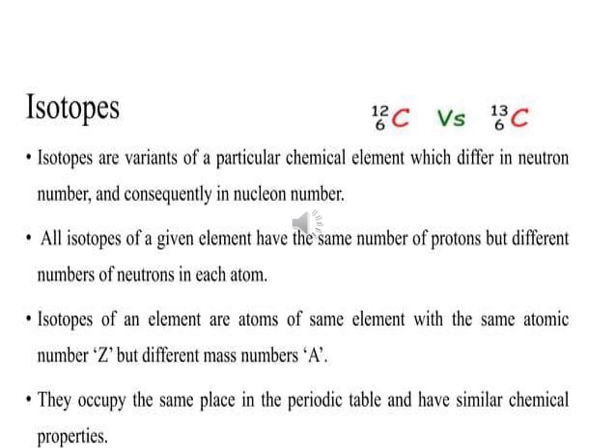So what is an isotope? Isotopes are variants of particular chemical elements which differ in neutron number and consequently in nucleon number. All isotopes of a given element have the same number of protons but a different number of neutrons in each atom. Isotopes of an element are atoms of the same element with the same atomic number Z but different atomic mass number A. They occupy the same space in the periodic table and have similar chemical properties.